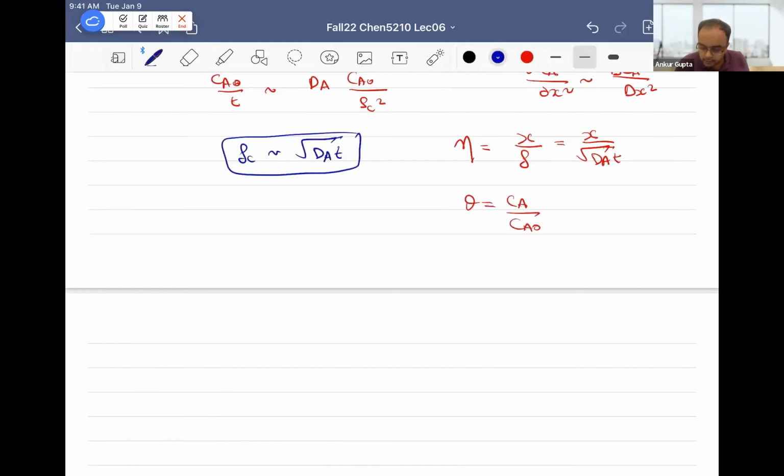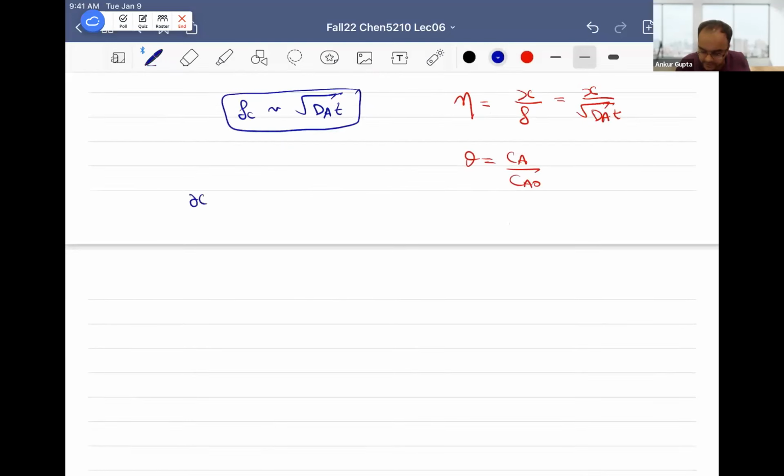Okay. And so my left hand side is del CA by del t. So I will write this as del CA by del theta times del theta by del eta, or rather d theta by d eta, because theta is only a function of eta, times del eta by del t.